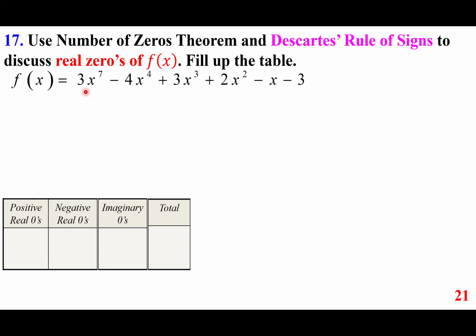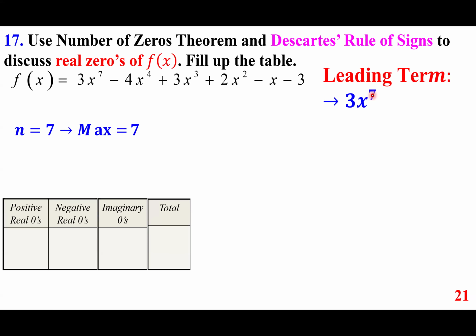And that's good. We want it. Secondly, this is the leading term, 3x to the power of 7. And therefore, because the exponent is 7, the maximum number of zeros must be 7. And so we have positive real zeros, negative real zeros, imaginary zeros, and the total. Well, the total is 7. So what else? Well, let's look at a theorem.